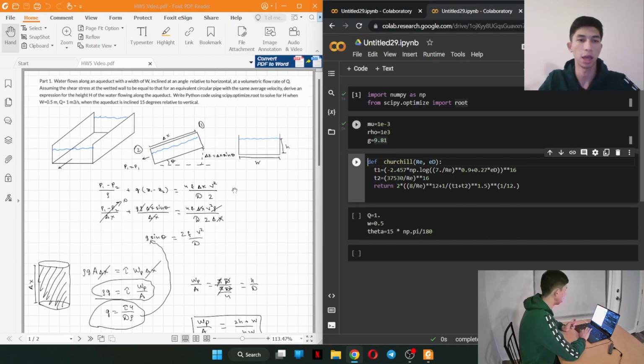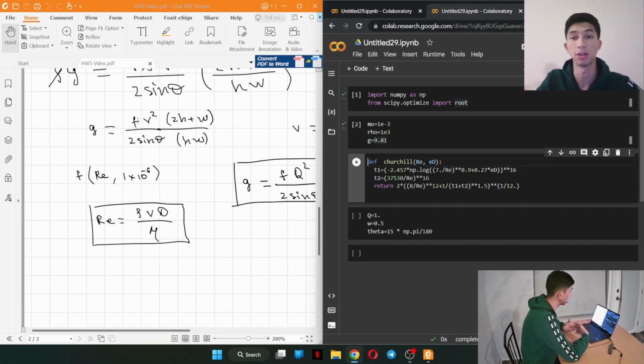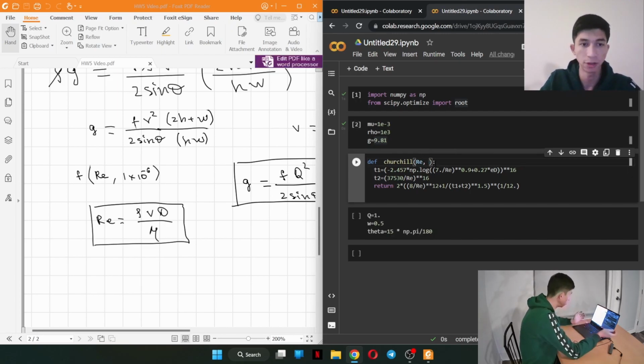Here we said that we're going to need to find the Fanning friction factor, right? And we're going to find it using the Churchill equation, and the Churchill equation should take the Reynolds number, right? So the Churchill equation is a function of the Reynolds number and the surface roughness. For the surface roughness, we're going to use 1e-6.